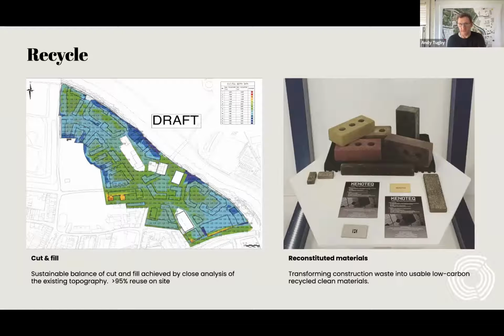For instance, I don't know if any of you are familiar with the Kinetech brick system, which is shown in the next photograph. We've been having conversations with them about potentially reconstituting crushed construction aggregate into an unfired brick product. I'll just show that as an example.